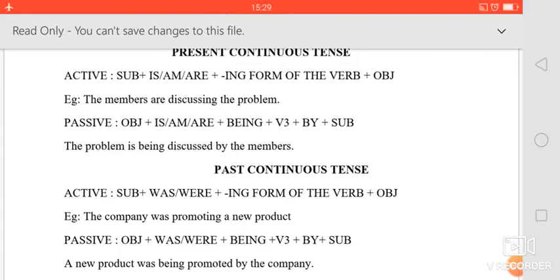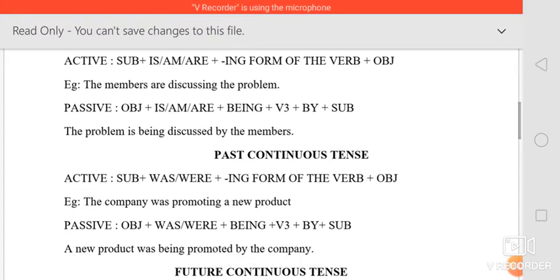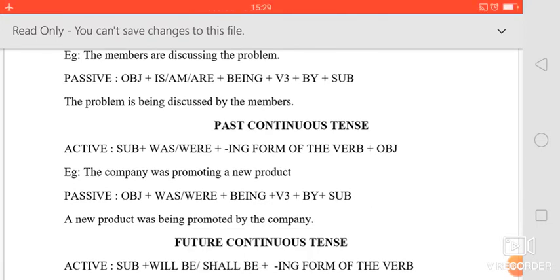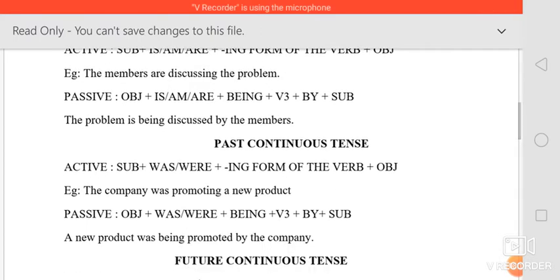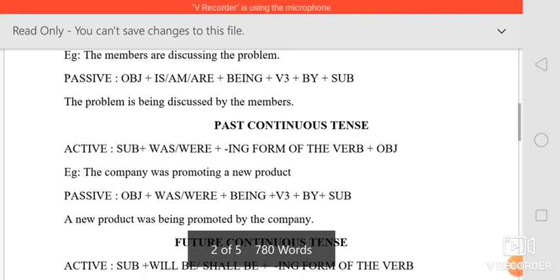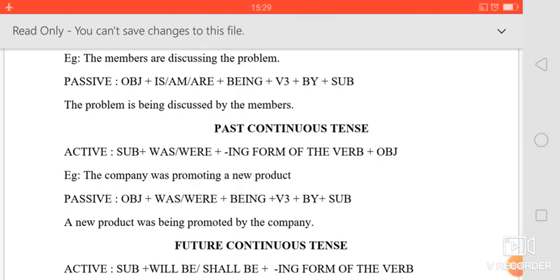Okay, now how are we going to write the passive form? Object first, then is, am, are plus being plus V3 plus by plus subject. See, since we have to supply the ing in the passive, for that we write being. So the object, the problem, came first. Since the object is only one, we write is. Then we add being, then the V3 form of discuss, which is discussed, then by the members. The problem is being discussed by the members, right?